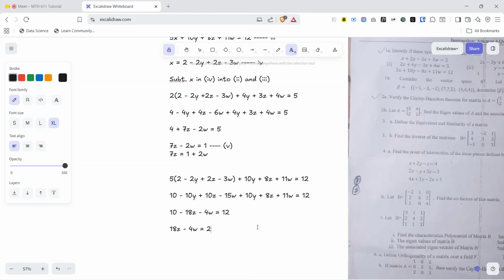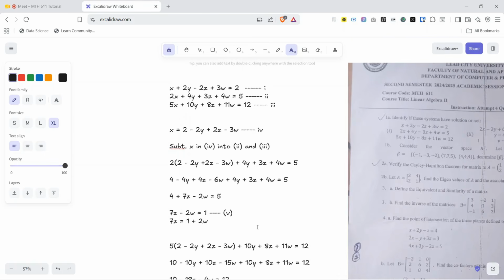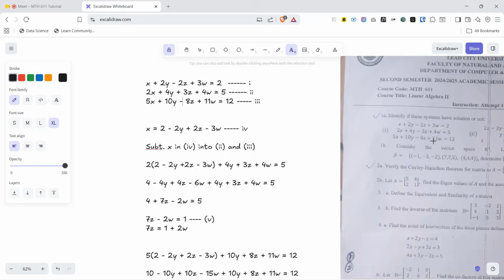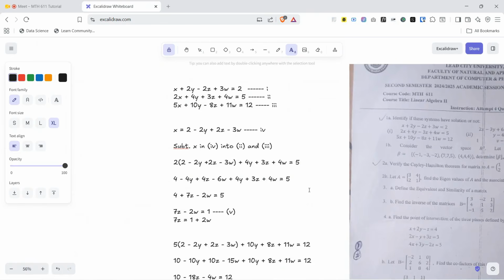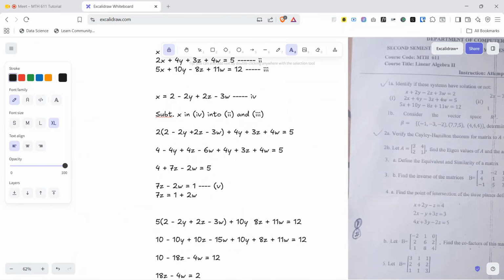I'm guessing I've made a mistake. Sorry. 10 minus 10y plus 10 minus 15. Okay, I know I've made a mistake. This is supposed to be minus 8z from the question. It's minus 8z, so this is minus 8z, and this is also minus 8z.